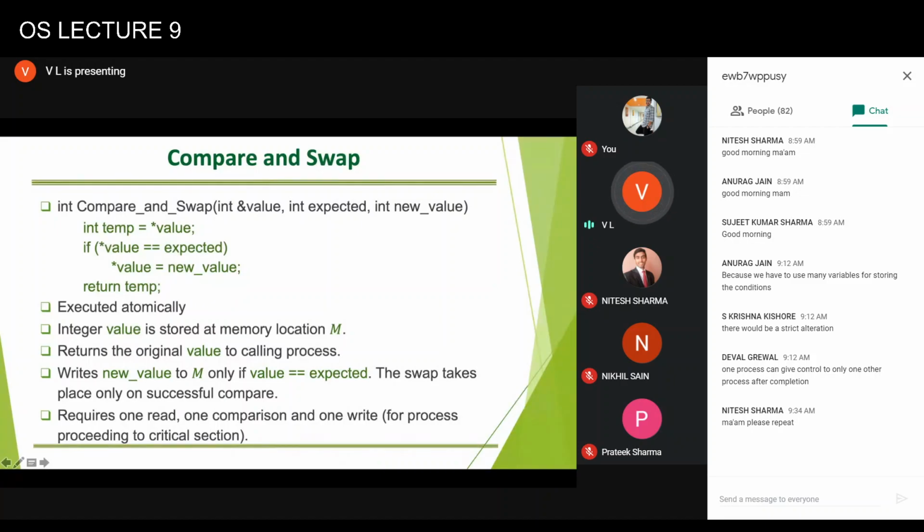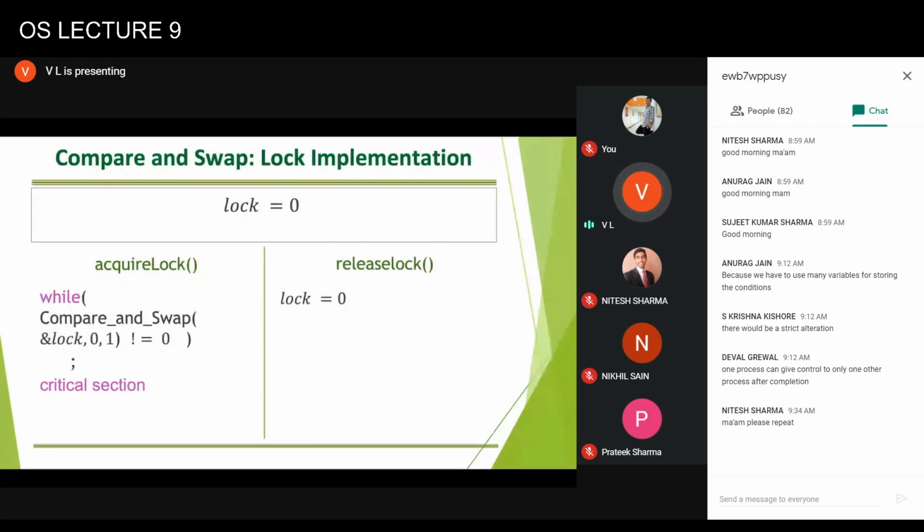So write is there only if this comparison takes place, or only if this comparison is successful. So how can we use it to implement an acquire lock function? Initially the lock is set to 0. And then we compare and swap.